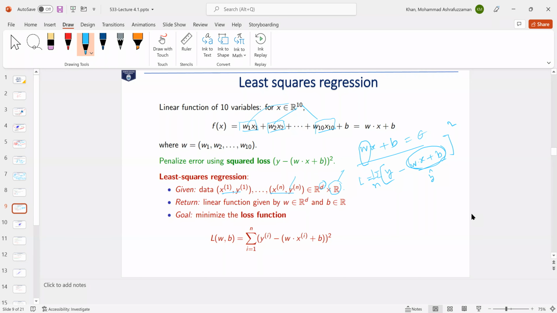Now this is called least squares regression because we want to find the least possible value for this loss value. That's our goal, to find the minimum value. That's why it's called least squares regression.